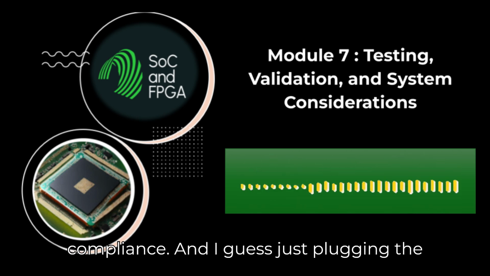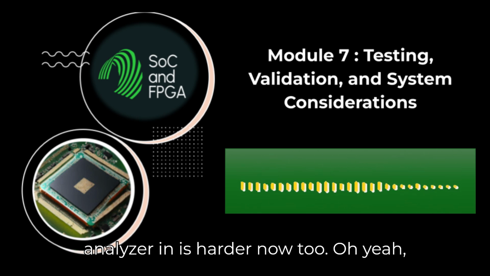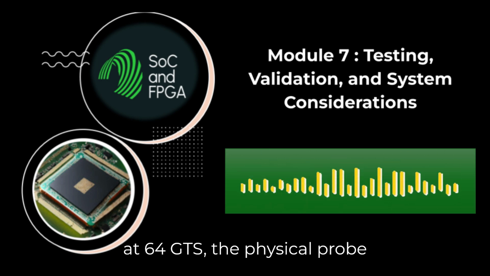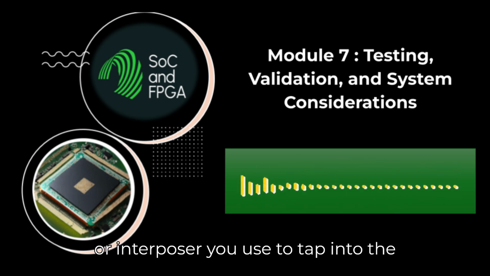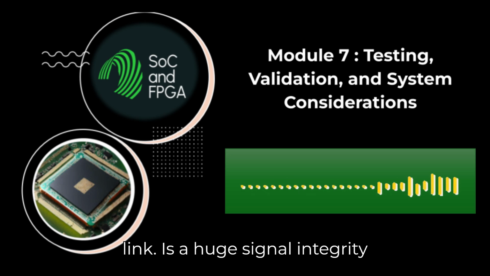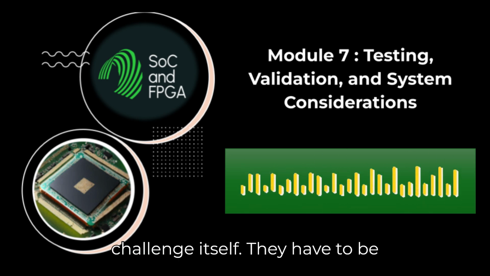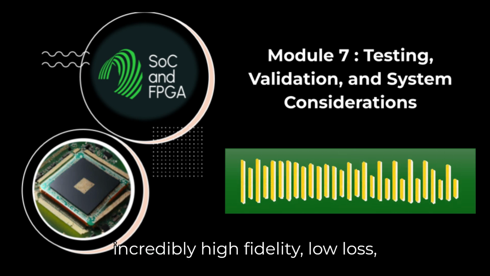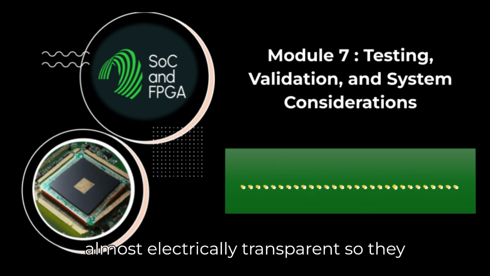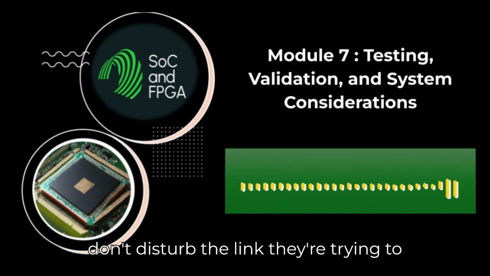And I guess just plugging the analyzer in is harder now, too. Oh, yeah. At 64 GT/s, the physical probe or interposer you use to tap into the link is a huge signal integrity challenge itself. They have to be incredibly high fidelity, low loss, almost electrically transparent so they don't disturb the link they're trying to measure.